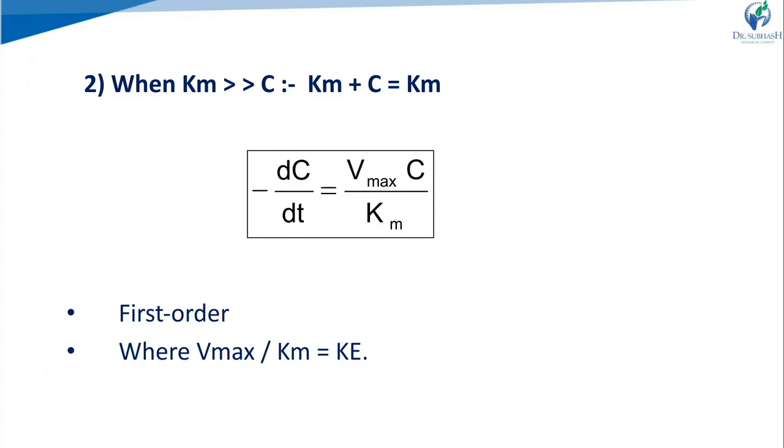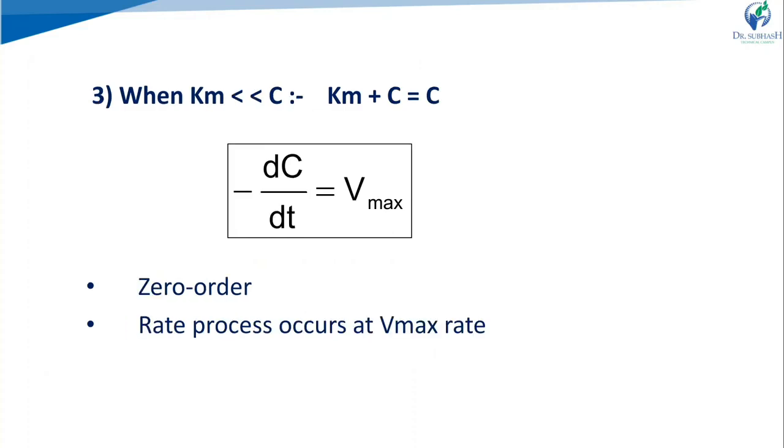The third possibility is when Km is less than the C value. So Km plus C becomes approximately equal to C, and the equation becomes minus dC/dt is equal to Vmax. So the process occurs at the maximum rate. It follows zero order kinetics.